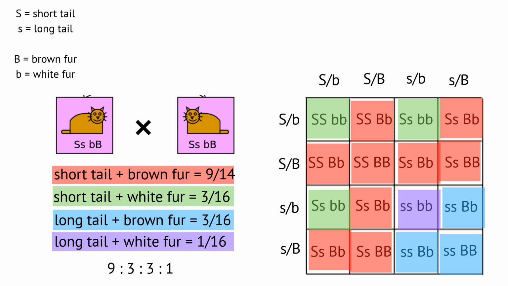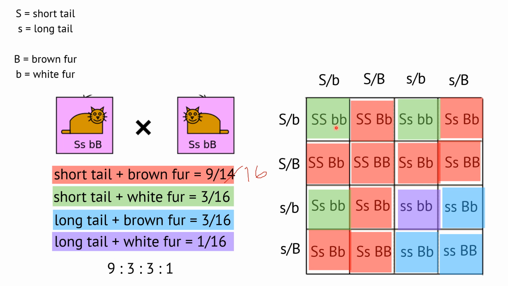So all the red squares have at least one dominant allele for the tail, so we'll have the capital S, and one dominant allele for fur, and so we'll have a capital B. And therefore, because those are dominant alleles, regardless of what combination of alleles, if there's one capital S, it'll produce a short tail, and one capital B, it'll produce brown fur. So 9 of these 16 (that should say 16, not 14) offspring will have a short tail and brown fur.